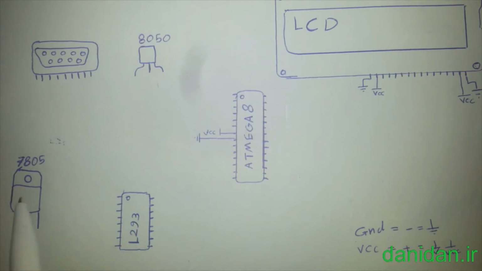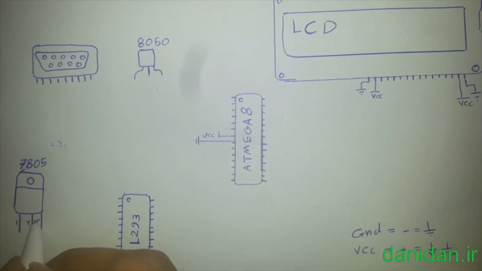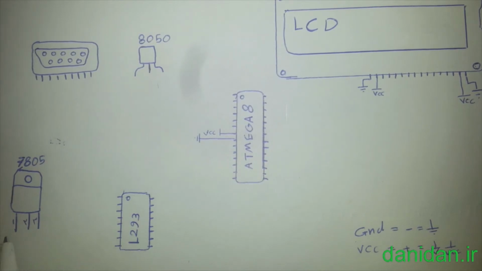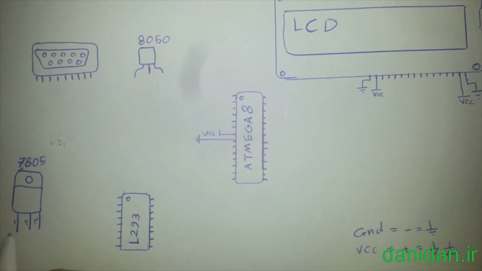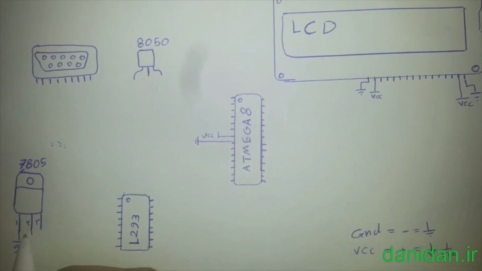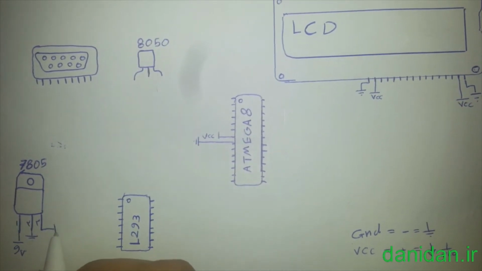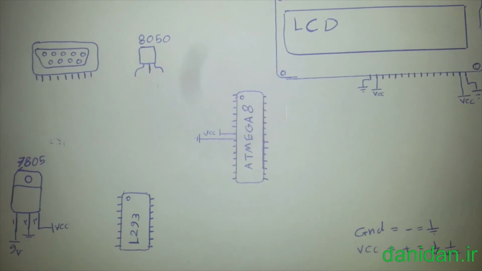On the driver and regulator, if we face the regulator up, the first pin should connect to 9 volts, or you can connect this to your adapter, maybe 12 volts, it's okay. The second pin should connect to ground, and the third pin is VCC. That means you should connect this pin to all other VCC in your circuit.